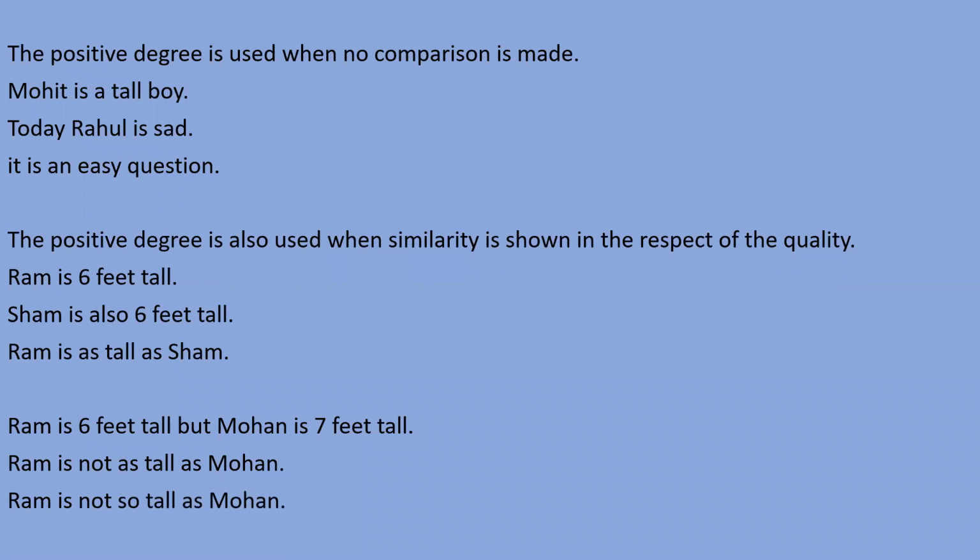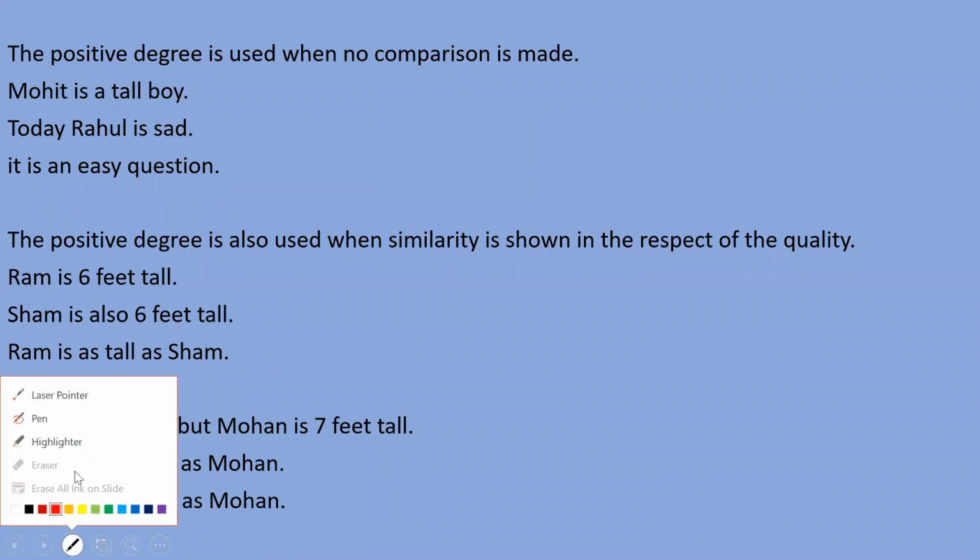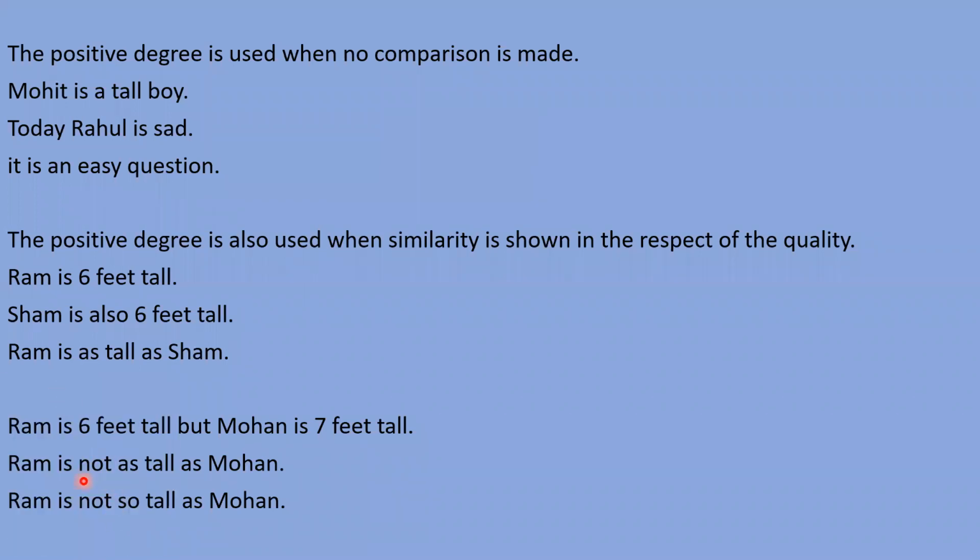And this sentence also we can say, dear student, in this way also, Ram is not so tall as Mohan. But whenever we make positive sentence, means like this sentence, let me take the highlighter, please wait. So note, if you want to use negative, we can use as and so, whatever formation you want to use. But in positive sentence, as we have said here, Ram is as tall as Sham. This sentence we can't say in this way, Ram is so tall as Sham. So whenever we make negative sentence, then we can use the formation of so, positive degree, then as, right?